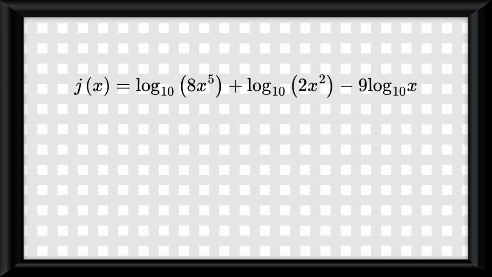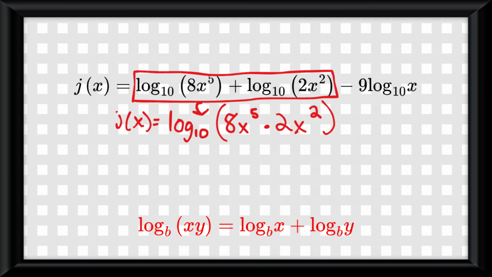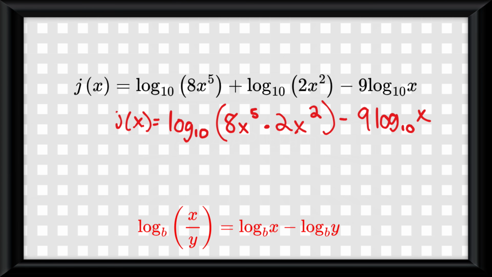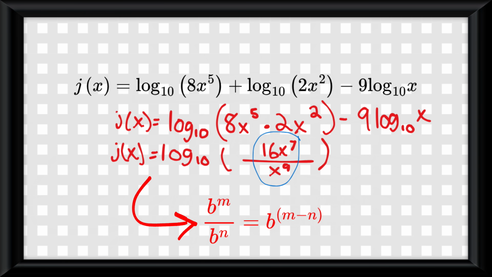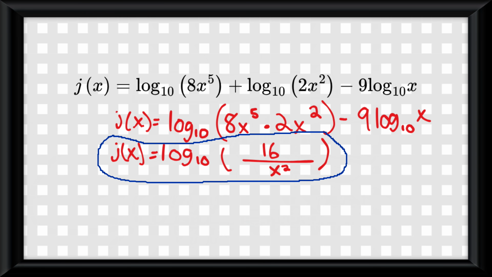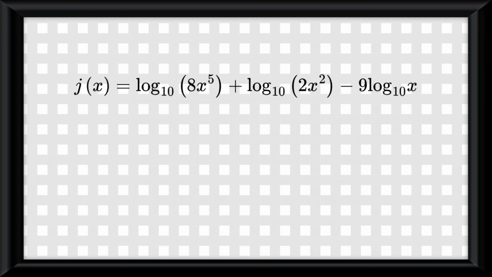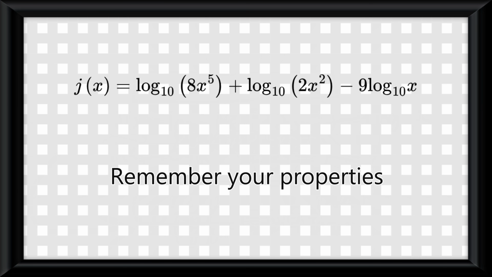First, I'm going to use the product property on the first 2 terms. Then I will use the quotient property, which is just the opposite of the product property, on the other term. Now I'll multiply the numerator using the product property, then I'll divide using the quotient property, which is just the opposite of the product, and I'll get my fully simplified answer. I guarantee you will get a question like this on the AP exam. Remember your properties and you'll be fine, I promise.